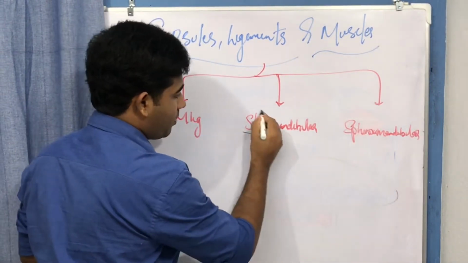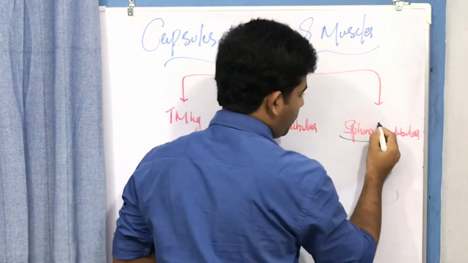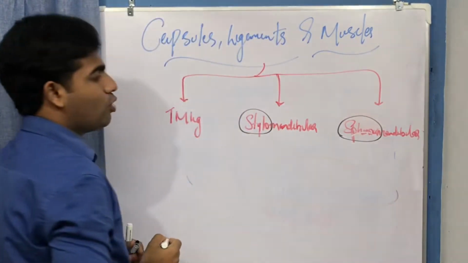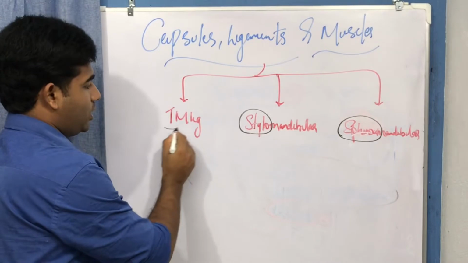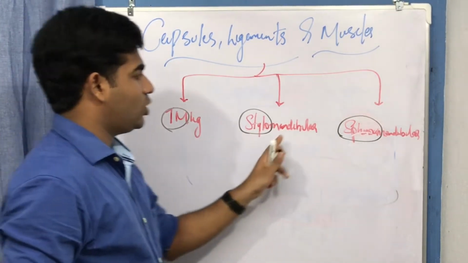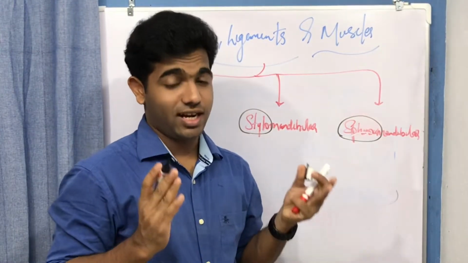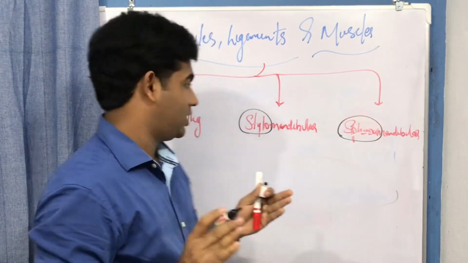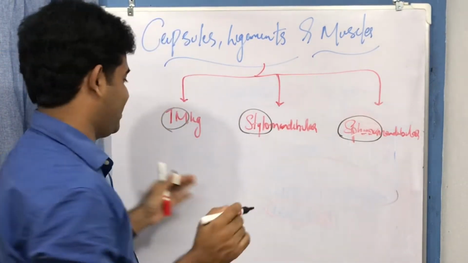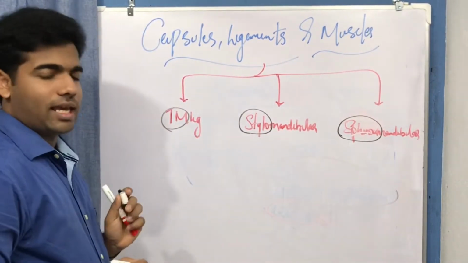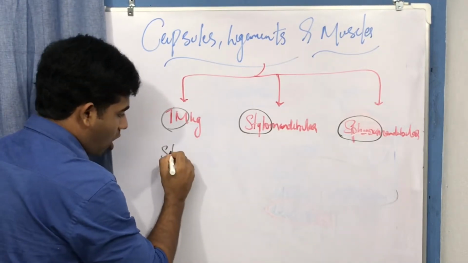Styloid process, remember it as stylomandibular. Sphenoid bone, remember it as sphenomandibular. And of course temporomandibular, you can remember it. And everywhere you have the mandible. So this is relatively easy to remember, right? TSS. Okay.